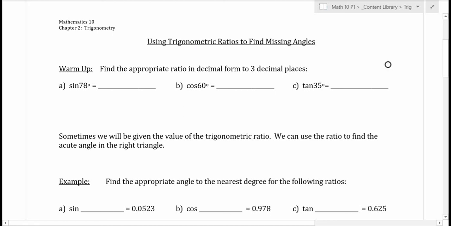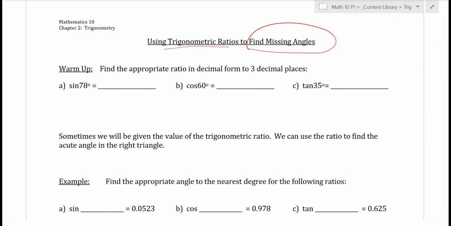All right, welcome back to the second trig lesson. We are going to be looking at finding missing angles using the trig ratios. Okay, so last time we were looking for trig ratios given the angle. Today we are doing the opposite. We are given the trig ratios and we want to find the missing angles.